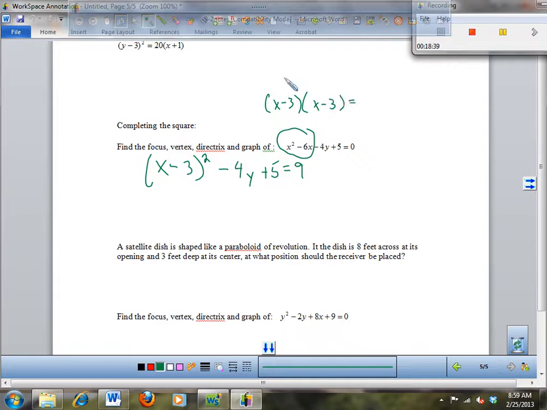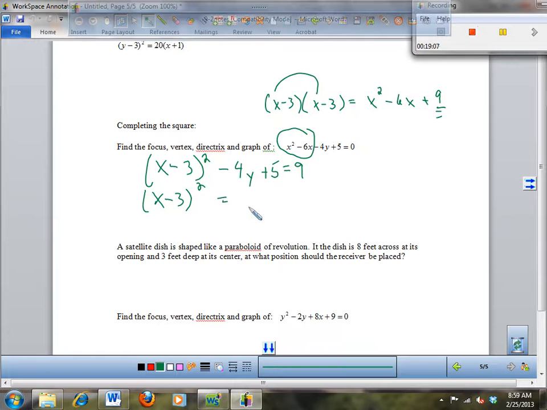I get x squared minus 6x plus 9. So when I change this into this, essentially I added this 9. So to keep my equation balanced, I need to add 9 to this side. Okay? Now I want it to be an x squared something parabola. So I'm going to say (x - 3)^2, and I'm going to bring everything else onto the right side.